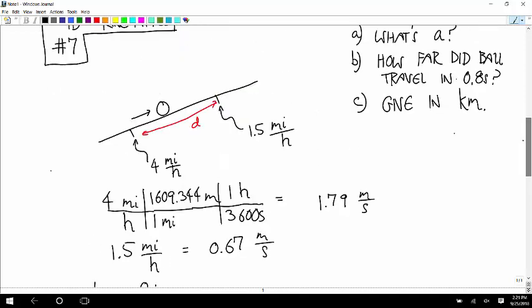Since I already have a little drawing of what's happening in this problem, I'm going to draw my 0 position and positive direction on here. It doesn't matter which one you choose, but I'm going to put my 0 at that first location where we know the speed is 4 meters per second or 4 miles per hour, and the positive direction this way, in the direction of motion.